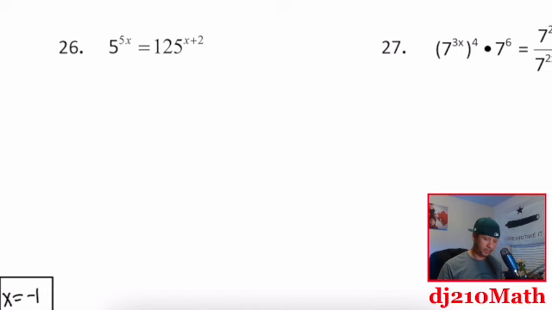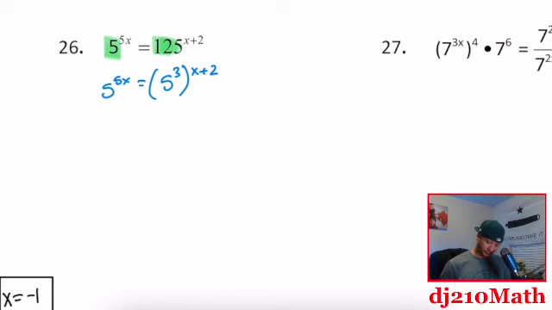5 to the 5x is equal to 125 to the x plus 2. So here, again, if we can somehow make these two numbers match, then we can cancel them out and set the exponents equal to one another. So 125 is actually 5 cubed. All right, 5 times 5 is 25, times 5 is 125, and x plus 2.